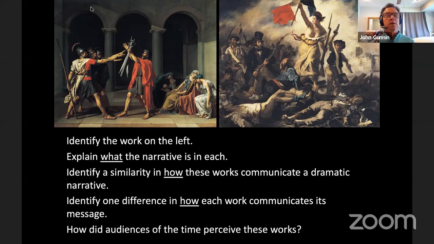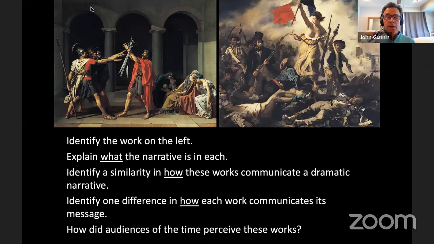Okay. I think in difference, there's much more difference in how the works communicate the message, because one is so very clear and the other is so chaotic and free for all. A sense of dead bodies. It was really a different approach. So if they were movie directors, they would be very different.